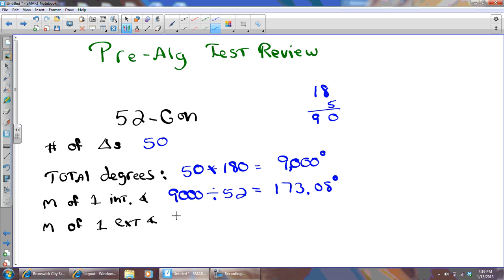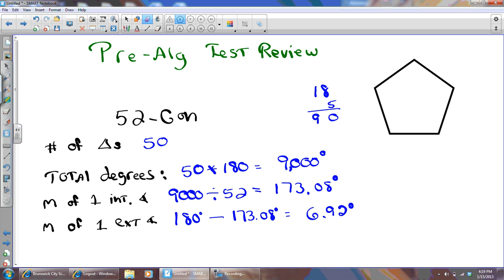Now to get the exterior angle, I'm going to take 180 degrees minus 173.08, which I believe is going to be 6.92 degrees. Now remember, when we're talking about interior and exterior angles, it's something like this. If I have a pentagon and I extend the segment, my interior angle is this one, and a pentagon is 108 degrees. And then for this one, it's 180 minus 108, which would be 72 degrees.